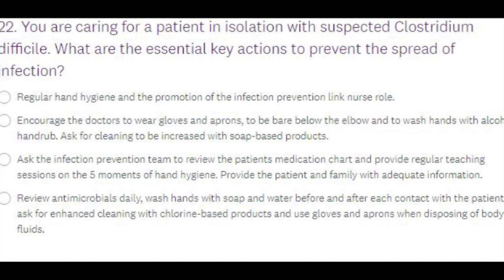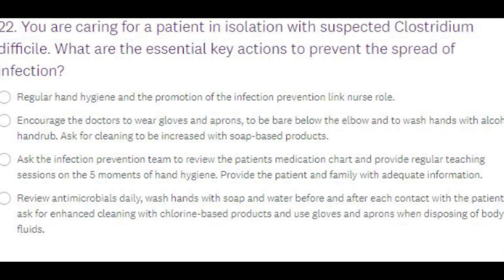difficile. What are the essential key actions to prevent the spread of infection? Options are: Option A, regular hand hygiene and the promotion of infection prevention link nurse role. Option B, encourage the doctors to wear gloves and aprons to be bare below the elbow and to wash hands with alcohol hand rub. Ask for cleaning to be increased with soap-based products.